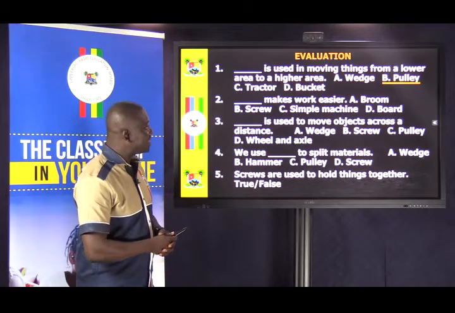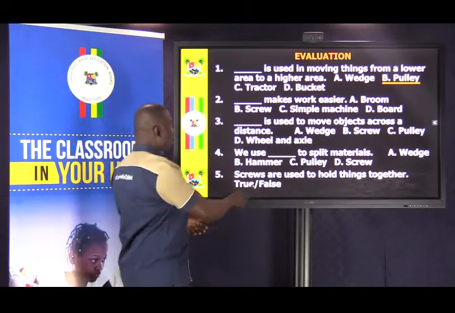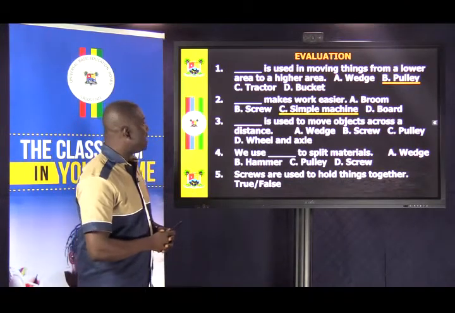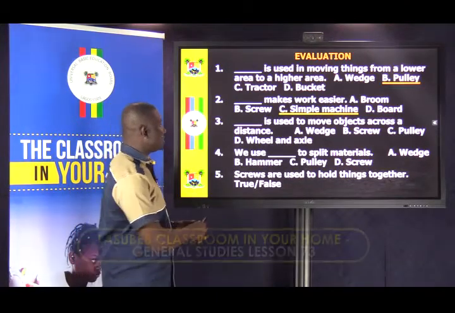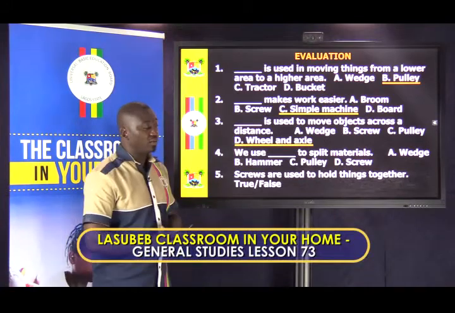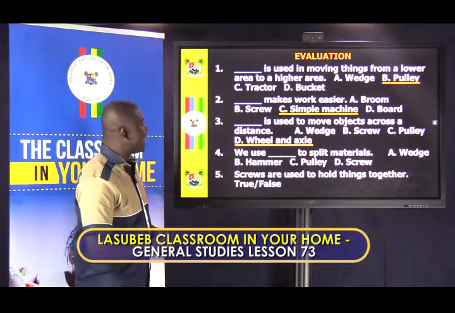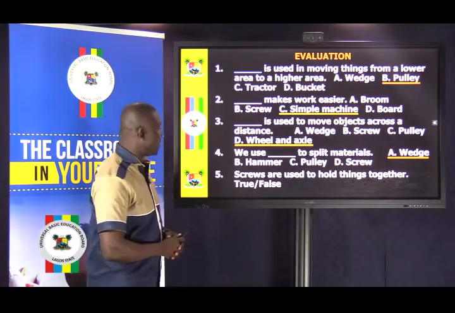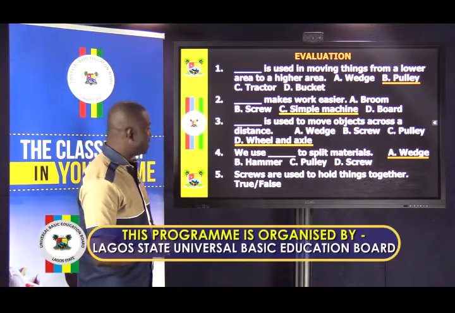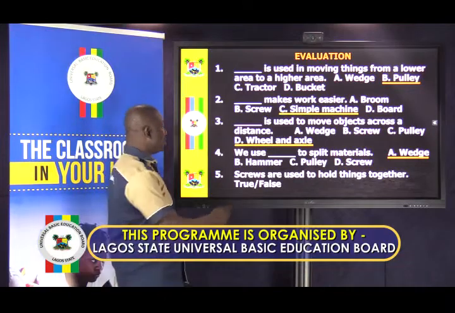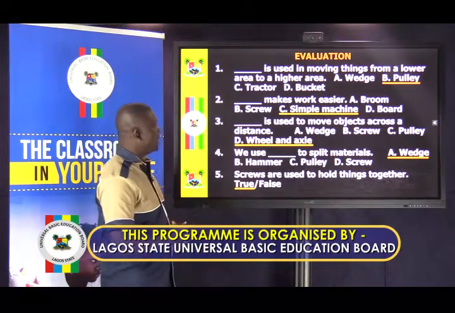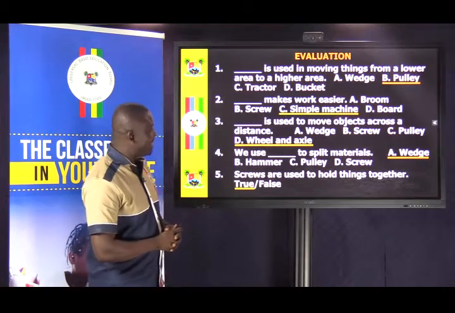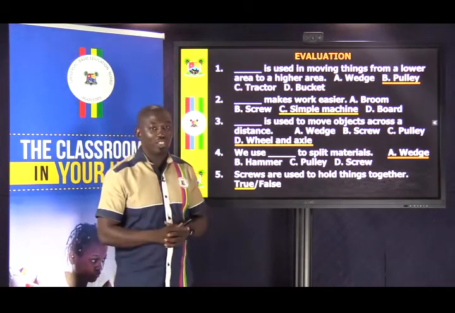Number 2. Dash makes work easier. Simple machine. Number 3. Dash is used to move objects across a distance. Wheel and axle. Number 4. We use dash to split materials. Wedge. We use wedge to split materials. And the last question, screws are used to hold things together. True. All right, I'm sure you did well in answering those questions.